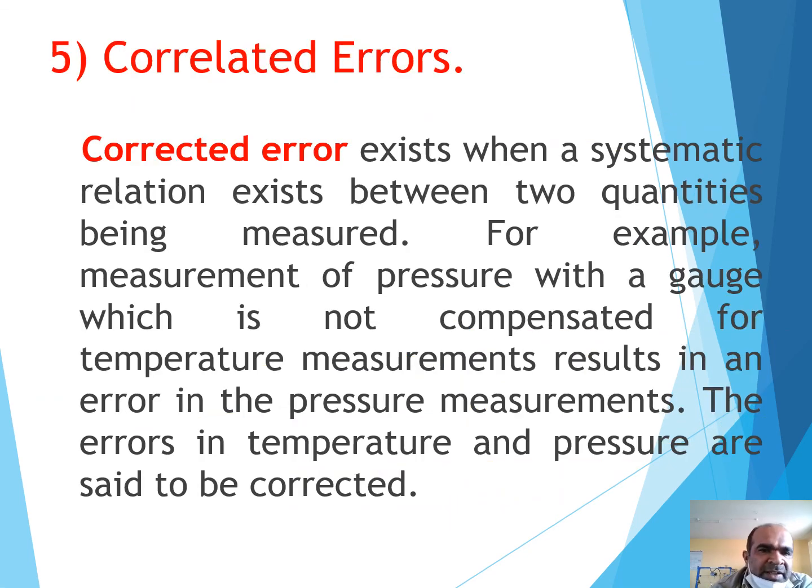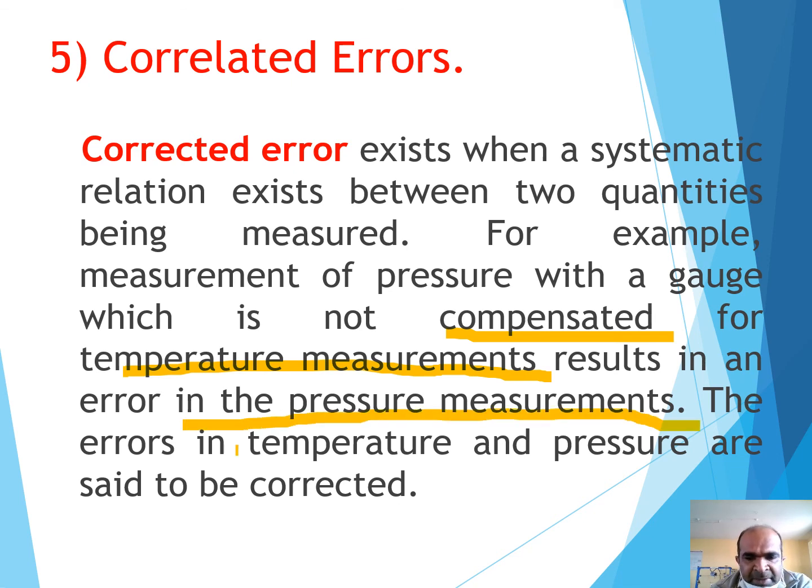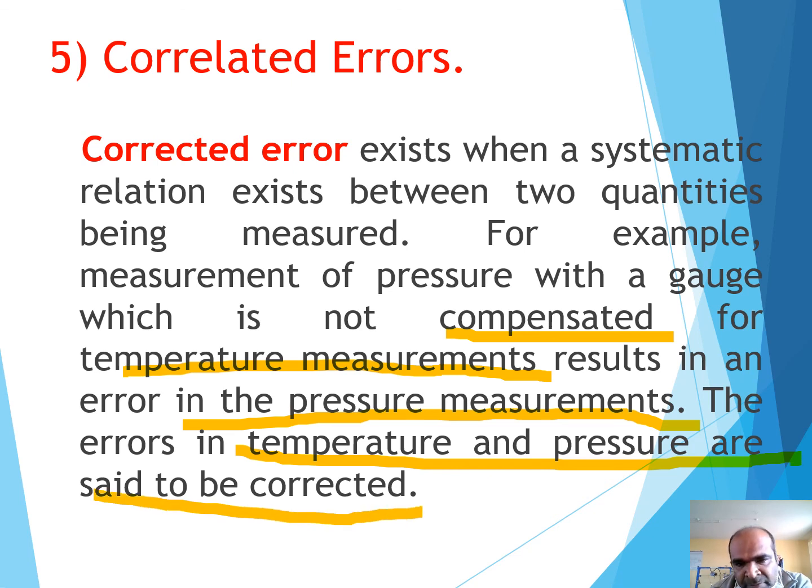Then the last one is called correlated error. So what is this correlated error? Correlated error exists when there is a systematic relation between the two quantities being measured. For example, measurement of pressure with a gauge which is not compensated for temperature results in an error in pressure measurement. The errors in temperature and pressure measurements are said to be correlated.